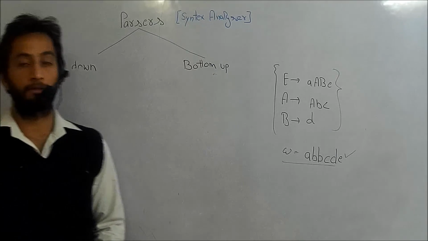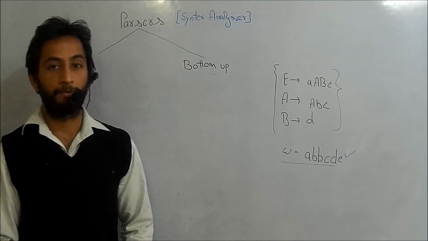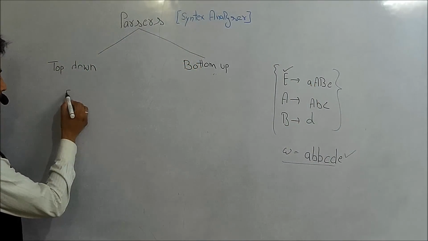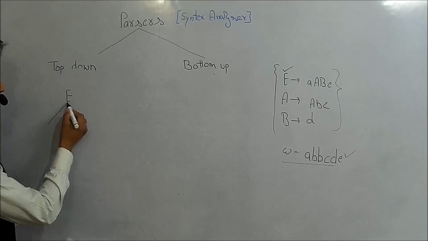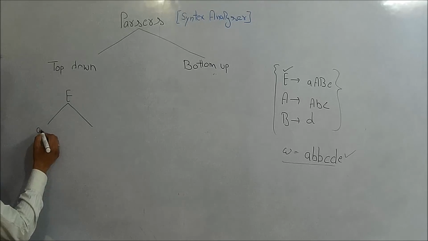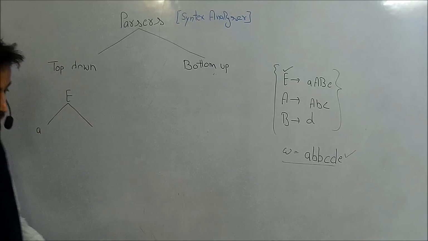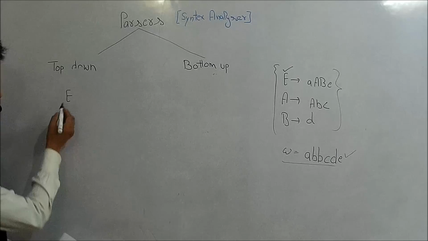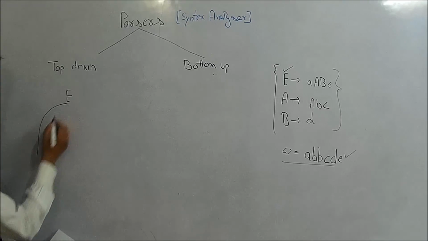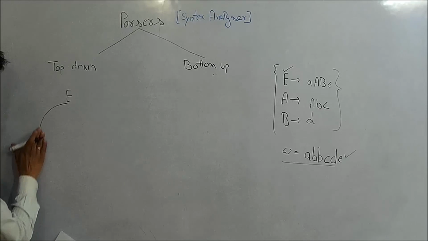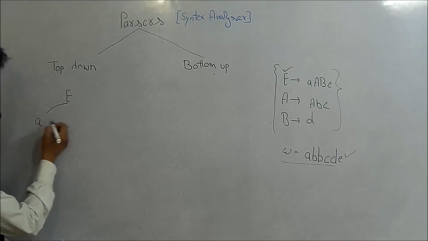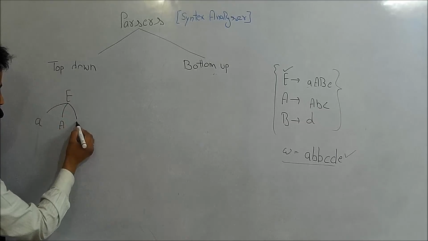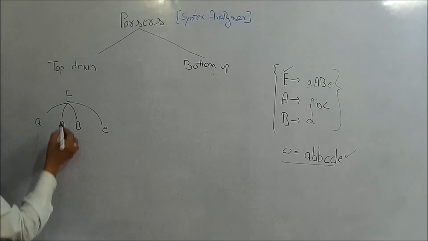So let us generate this string by using top-down parser and the given grammar. In case of top-down parser, I will start from the start symbol, and here the start symbol is E. Okay, so starting with start symbol E, the productions of E are A, B and E.